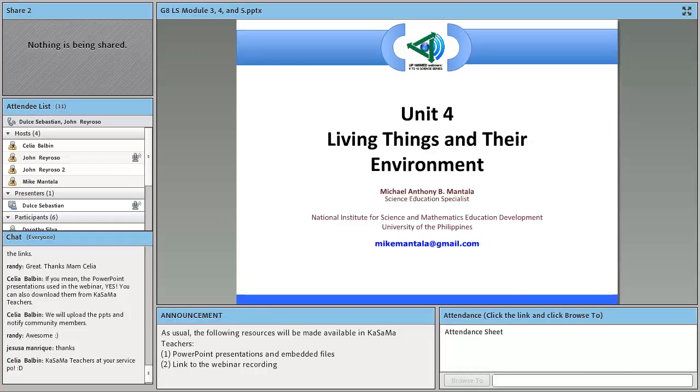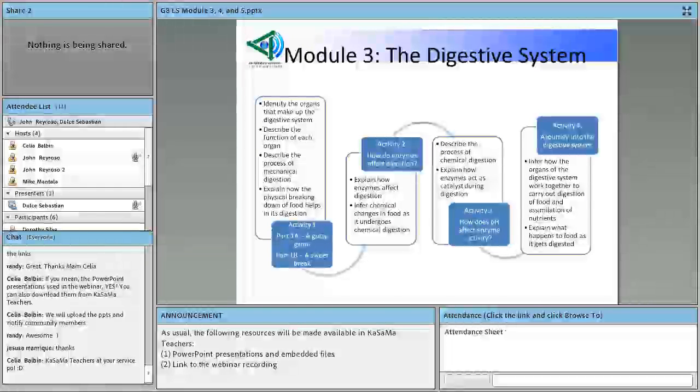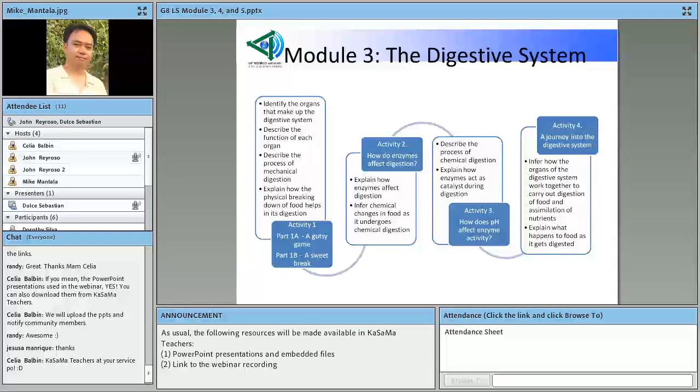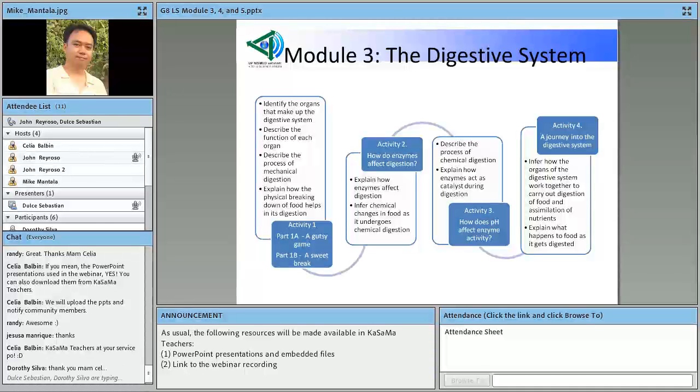Okay, I'm back. Again, good afternoon, KaSaMa teachers. Thank you, Ma'am Dulce. Thank you, Ma'am Sel. My other task this afternoon is to give you a walkthrough of modules 3, 4, and 5. I have shown you this slide earlier. As you see, there are 4 activities in module 3. While I'm tasked to walk you through modules 3, 4, and 5, I'd be partial to module 3. That's actually the module I developed.